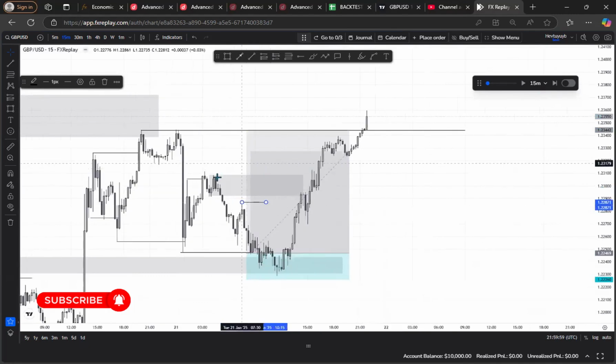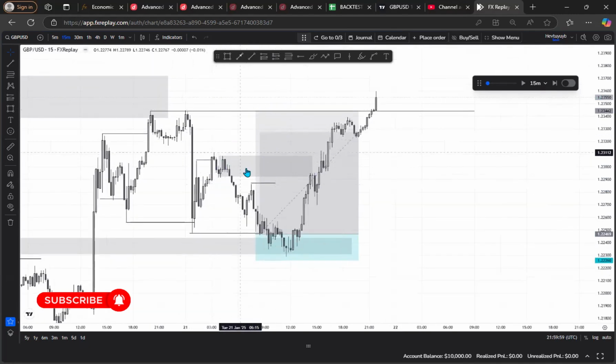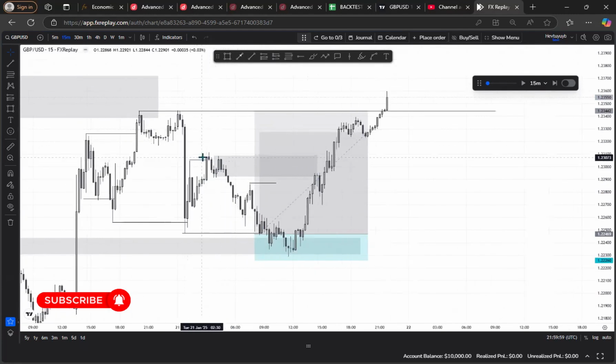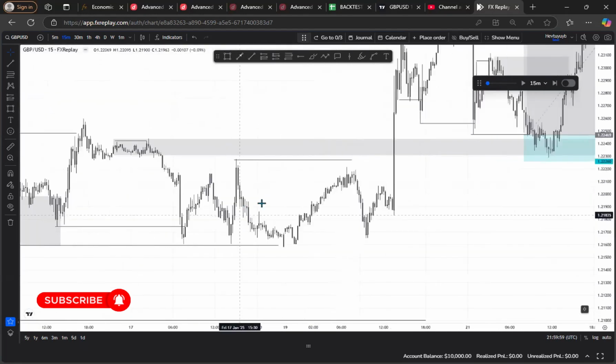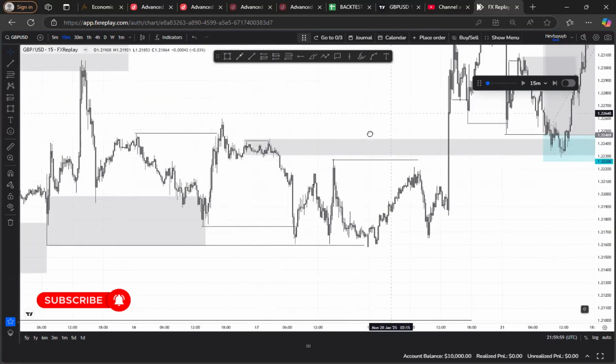Now, if you notice again, what happened here? This was a protected high, and it has an inducement. The same thing that happened here, the same thing that happened here.